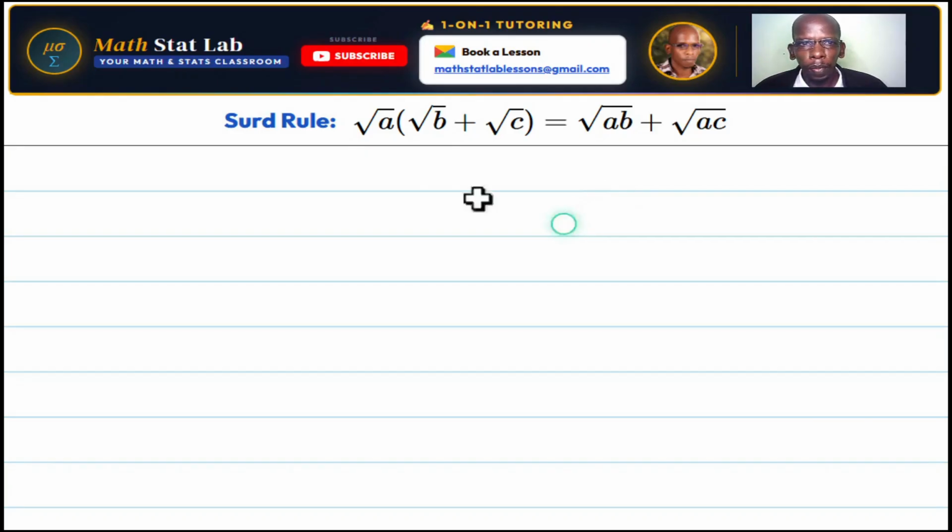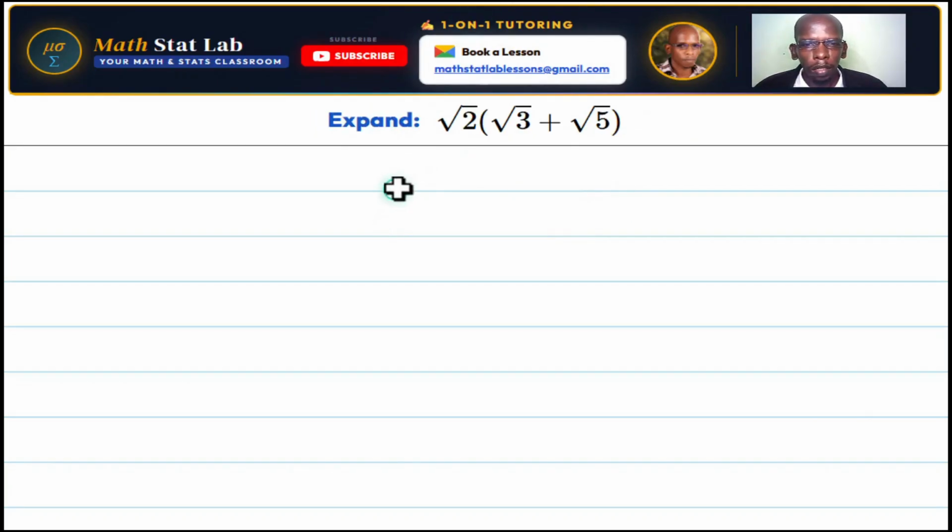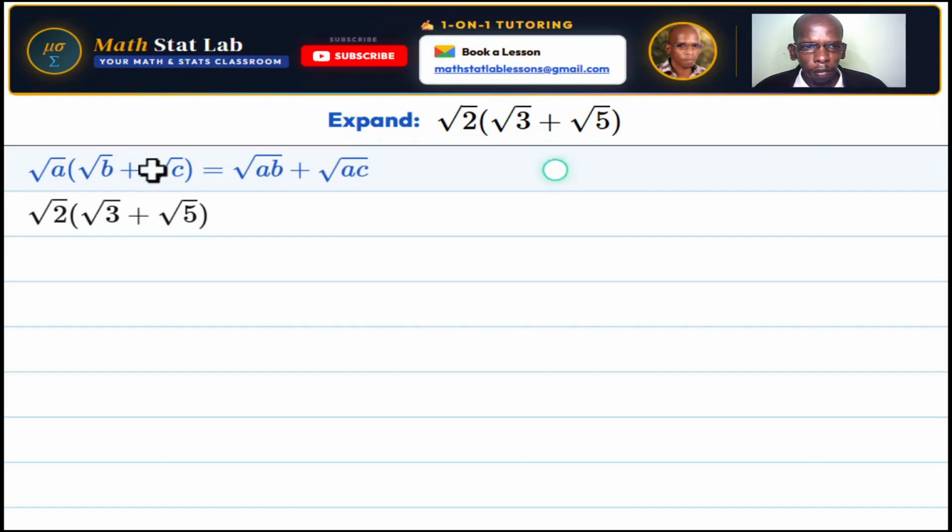So can we do an example? Let us say, for example, we are told to expand the root of 2 in brackets the root of 3 plus the root of 5. Then it means, first of all, we need to take the distributive rule, which says the root of a in brackets the root of b plus the root of c is just the same as taking a multiplied by b, which is ab, then we put the root, then plus a multiplied by c, then we put the root.